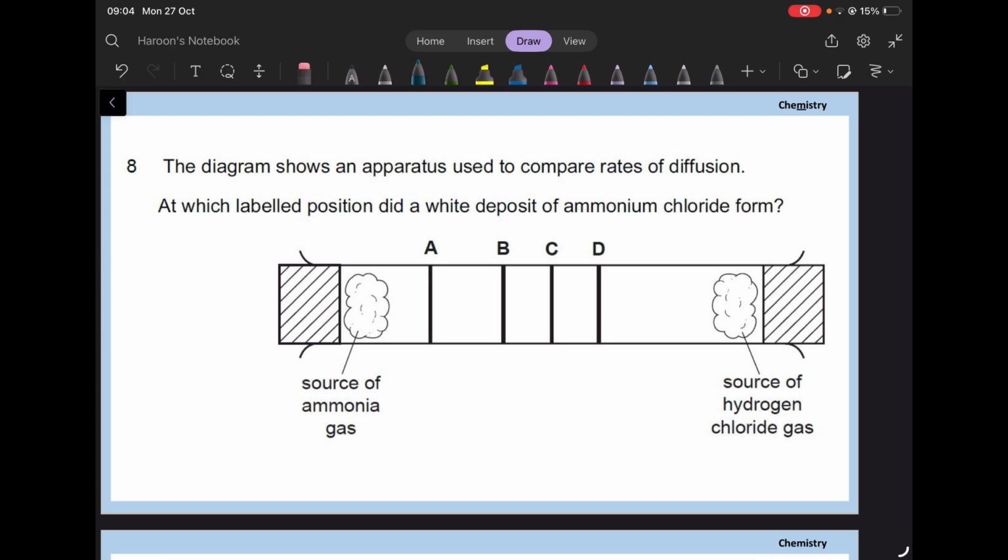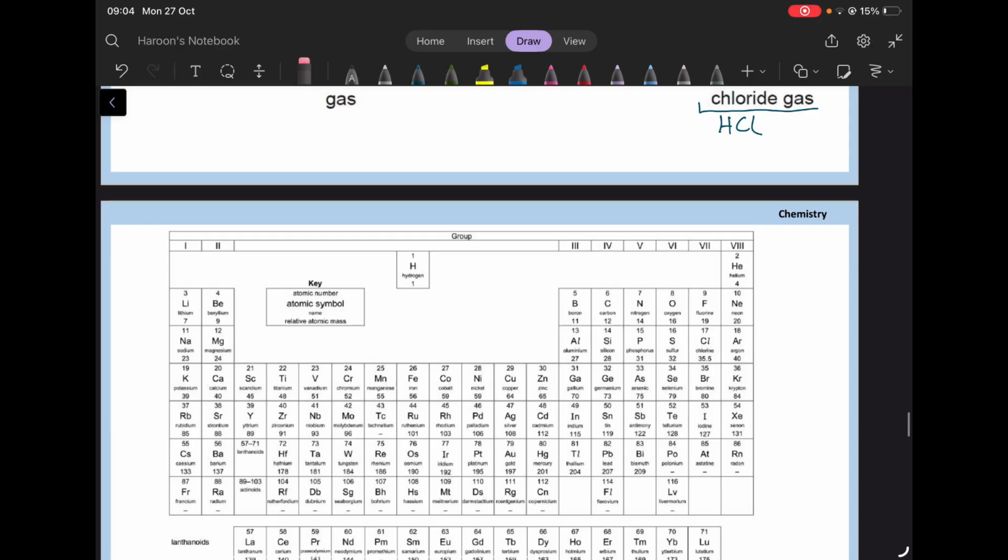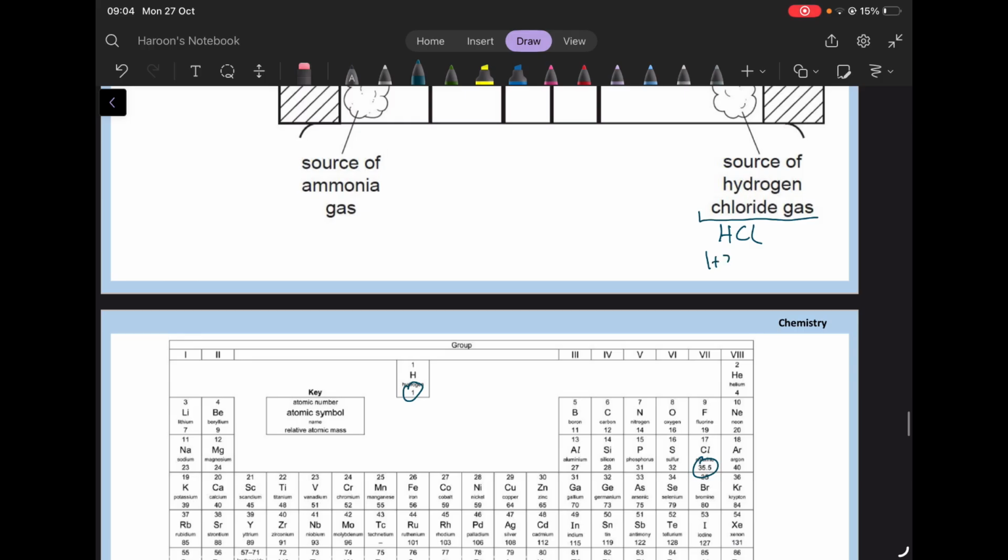The diagram shows an apparatus used to compare rates of diffusion. At which labeled position did a white deposit of ammonium chloride form? So this is hydrogen chloride gas, so basically HCl. You can see hydrogen has 1 over here, and Cl 35.5. So this would be 1 plus 35.5 is equal to 36.5. And over here we have ammonia NH3. You can see nitrogen is 14. So 14 plus 1 times 3 would be 17.